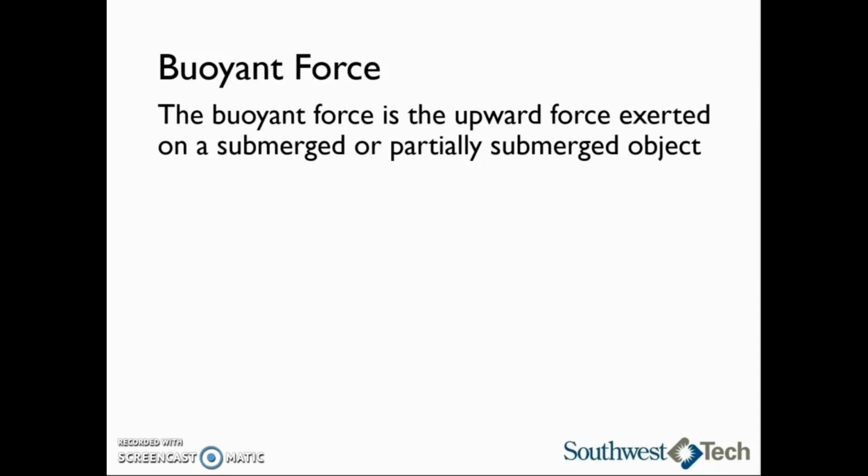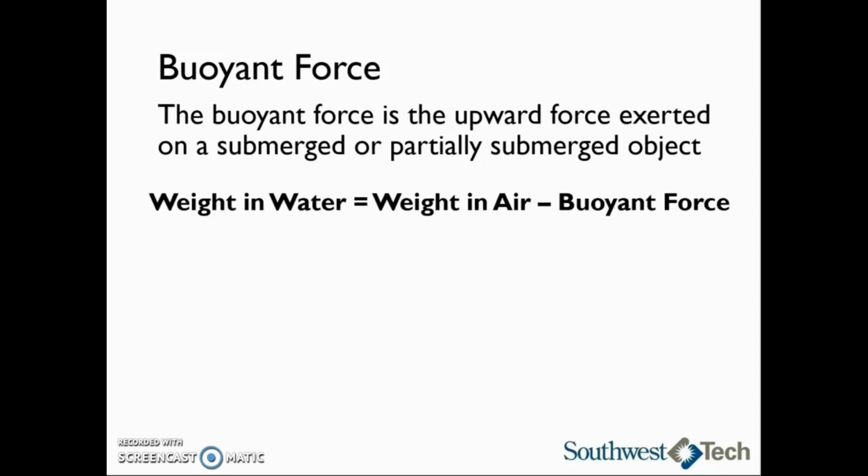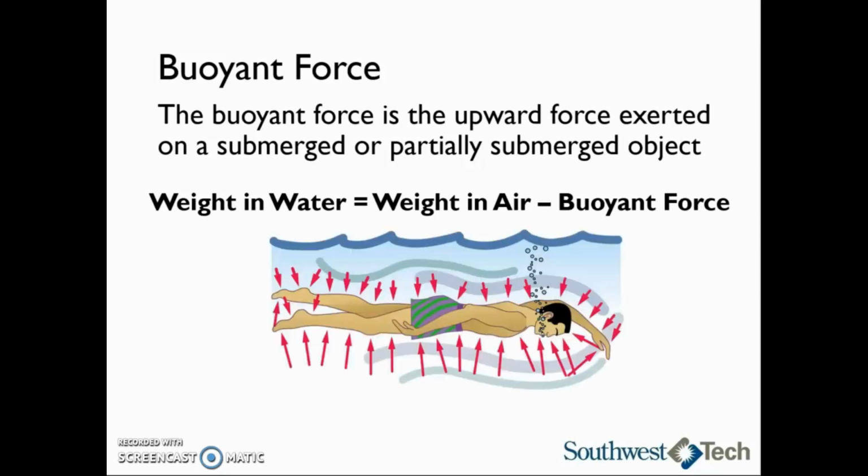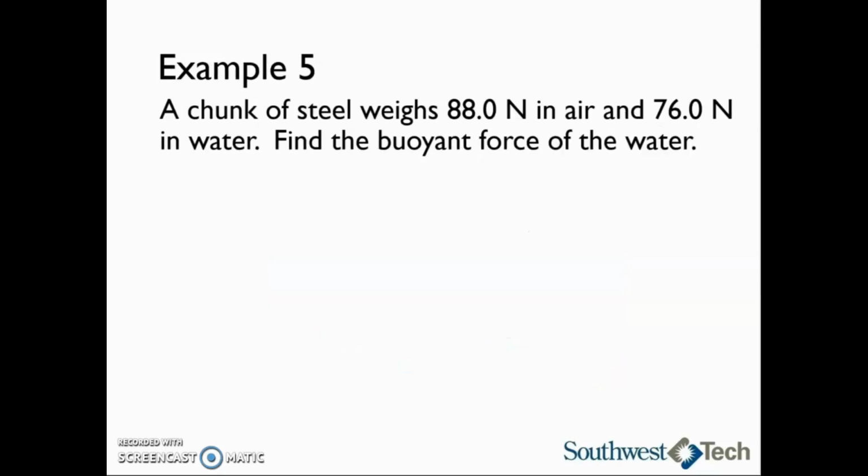An equation that we can use to solve buoyancy problems is that the object's weight in water is equal to its weight in air minus the buoyant force. The buoyant force is essentially the weight of the displaced water. In this picture, we see some arrows pointing up. These upward pointing arrows represent the buoyant force acting on the swimmer.